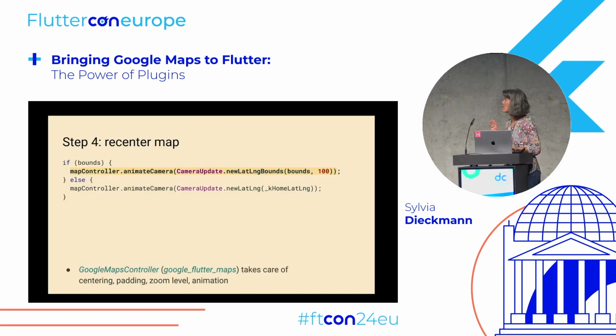And then step 4 is recentering the map. And this is where the controller comes in handy that we grabbed early on. Because with this controller now, I can tell the controller to use the new location, or in this case, not a single location, but a bounding box with a little bit of extra margin. That's the 100 there. And then animate the transition. So that takes care of the kind of slick zooming and everything.